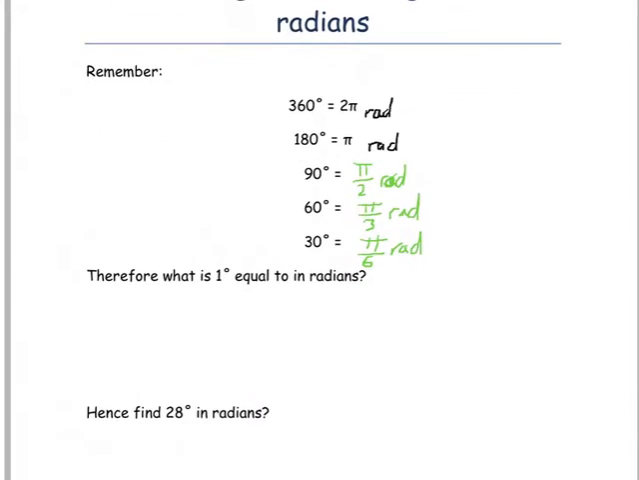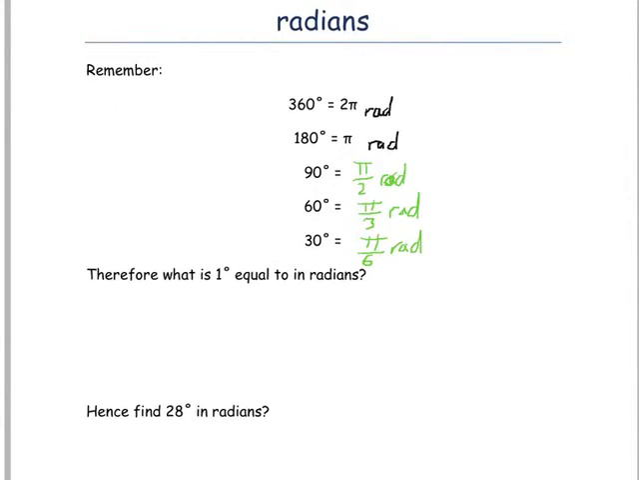However, that's great when you've got a nice number like that, but what happens when you've got something like, in a minute we're going to look at 28 degrees and we want to convert that into radians? Well, what we want to do is find out what 1 degree is equal to in radians. So if we look at our point here, that 180 is equal to pi radians, let's try and use that to help us with this problem.